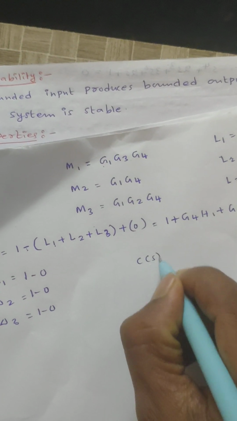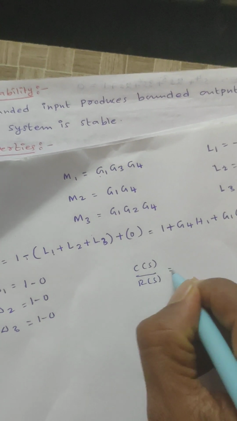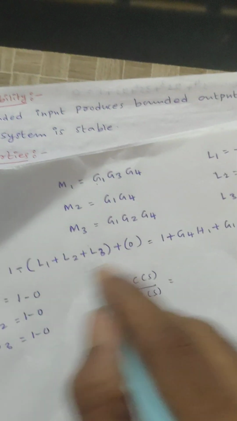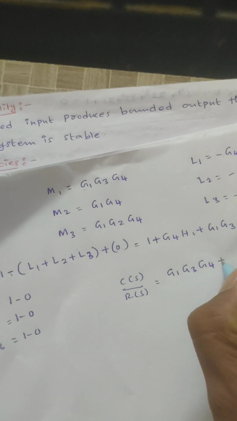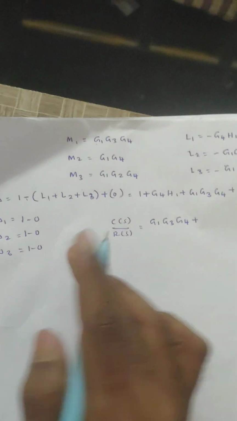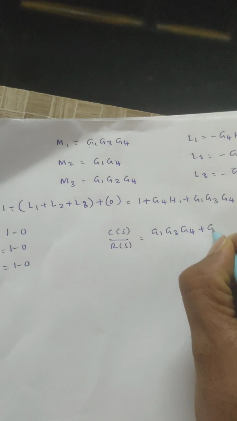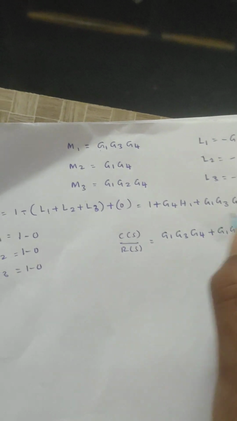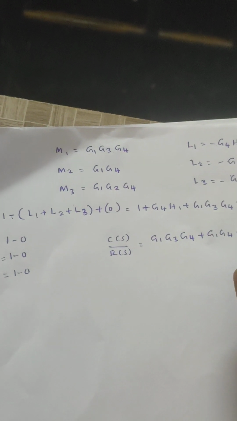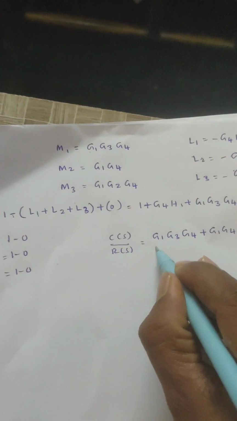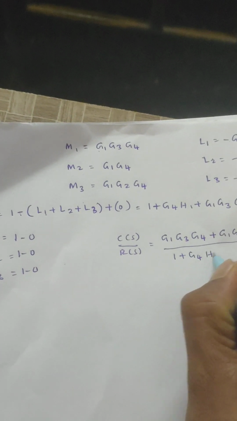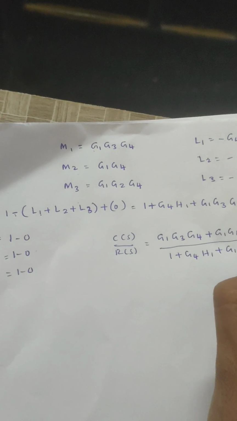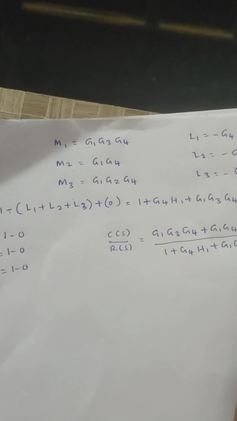Then the transfer function C(s)/R(s) equals, by Mason's gain formula, M1 delta 1, right? The delta 1 value is 1, so that is G1, G3, G4, plus M2 delta 2. The M2 value is G1, G4 into 1, plus M3 delta 3, G1, G2, G4, all divided by delta. The delta value will be 1 plus G4 H1 plus G1, G3, G4 plus G1, G2, G4.